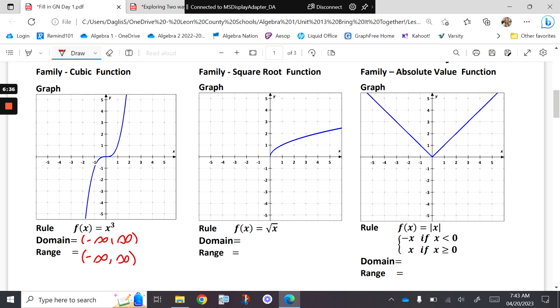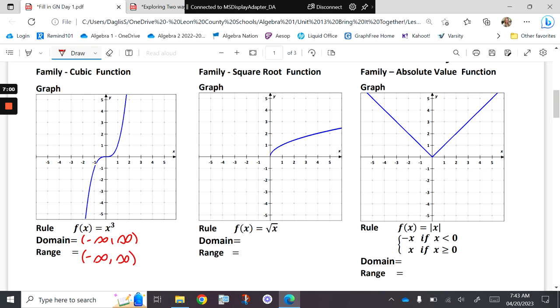A pattern you'll see later is that if your exponent is an odd, so a 1, a 3, a 5, a 7, your domain and range will be negative to positive infinity for both of them. If you have an even, like a squared or a power of 4, power of 6, your range stops somewhere because it dips and goes back up. So pattern you'll notice later.